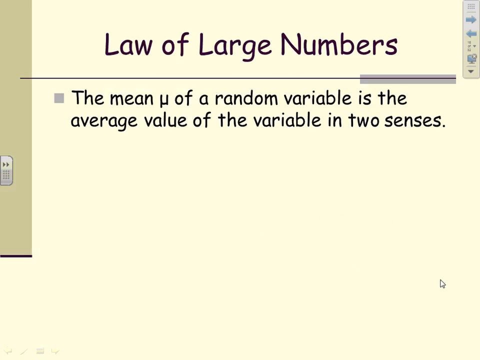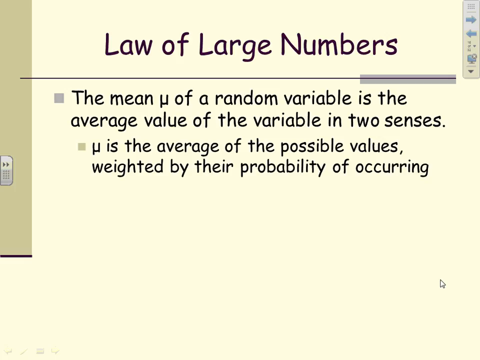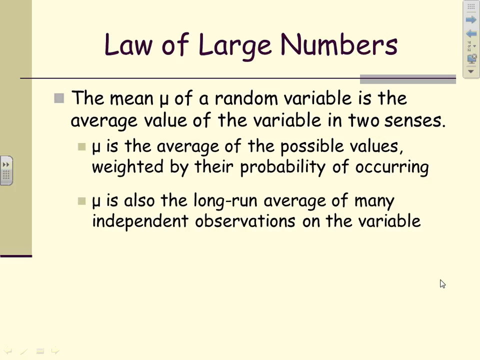Well, as we see here, it says the mean mu of a random variable is the average value of the variable in two different senses. It's the average of all the possible values weighted by the probability of occurring. Well, that's just what we were looking at with our examples before. But it's also the long-run average of many independent observations on the variable. So really just two different ways to look at the idea of the mean. Here is when we know all the probability of each individual outcome. Here, well, maybe we don't know it, but we can just observe what's going on by seeing many independent observations.